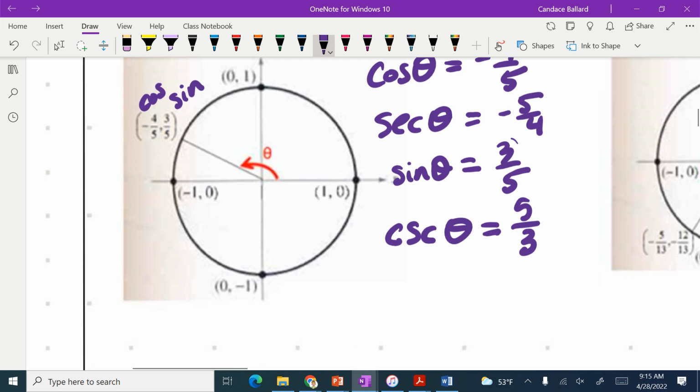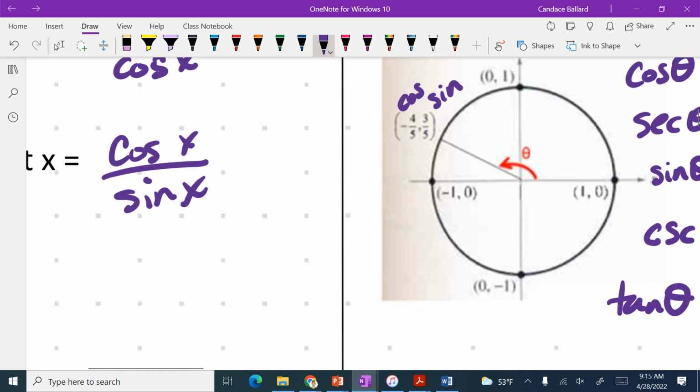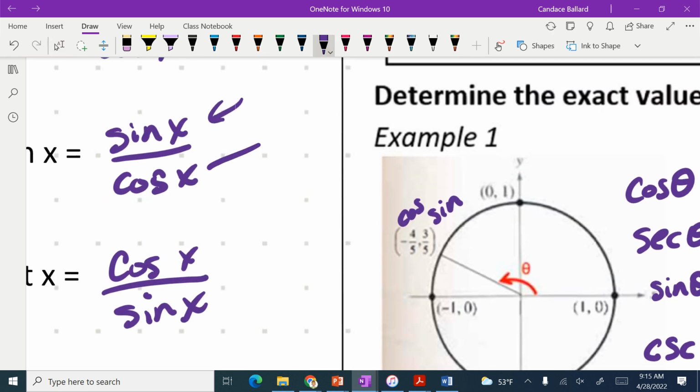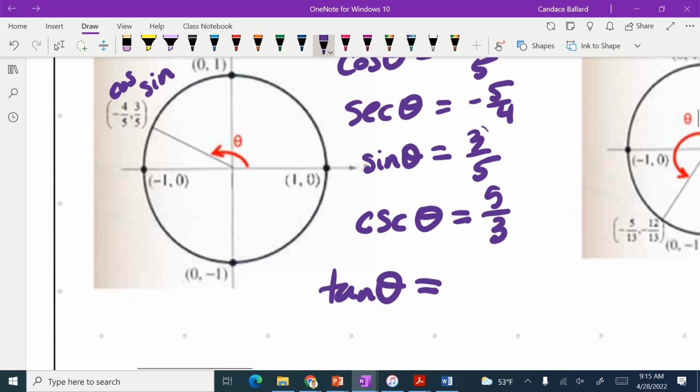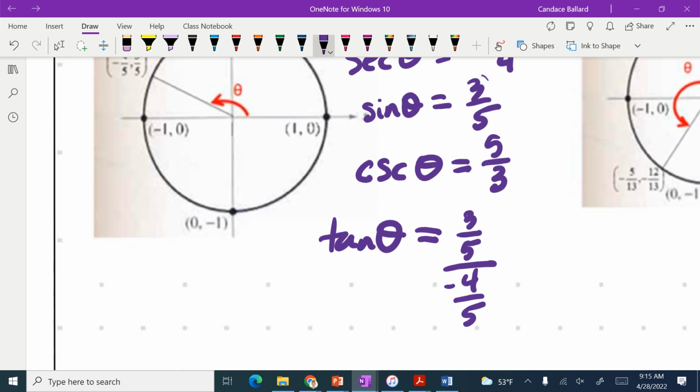Tangent, cotangent. Okay. So let's use our new method. Instead of having to do the Pythagorean theorem and drawing a triangle, we're going to go ahead and use our coordinates. So for tangent, I'm going to use my new thing. Tangent says that it's supposed to be the sine divided by the cosine. So I'm going to take my sine coordinate, which is 3/5, and my cosine coordinate, which is -4/5. And I'm going to reduce that.